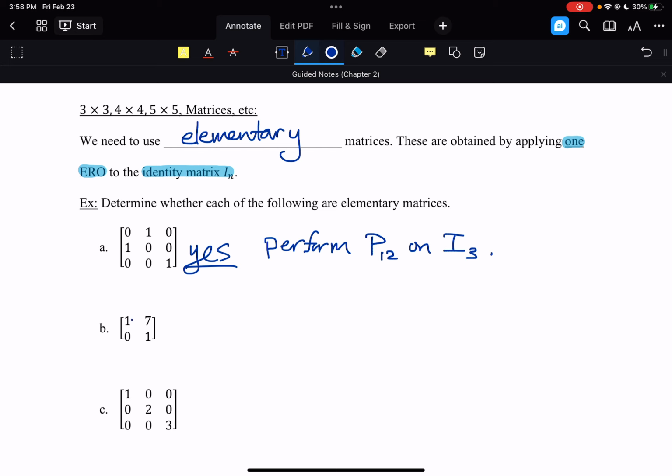For this one, the question is, can we get that 7 using one ERO? And we can. We can take the second row times 7 added to the first row. So this one, yes, is also elementary. And we perform A21 times 7 on the 2 by 2 identity matrix.